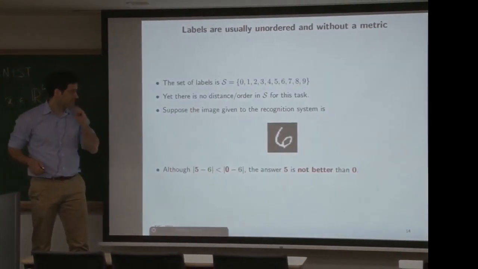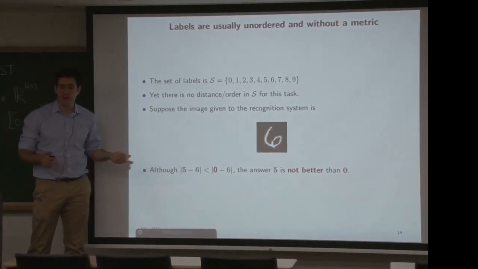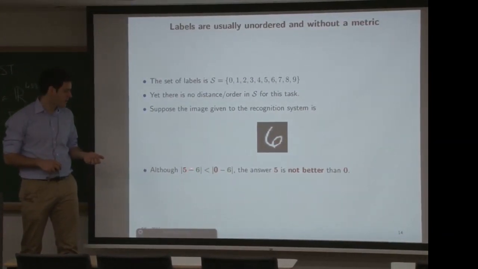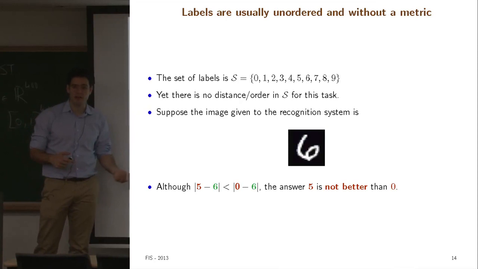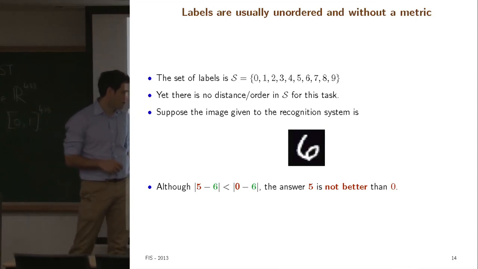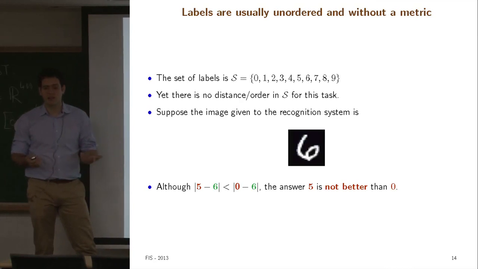Of course, if you see this image and your prediction is 5, it's not necessarily better than if you had predicted 0. Although 5 and 6 are closer numerically, predicting 5 for this is not better than 0. So this is an example where regression doesn't work.